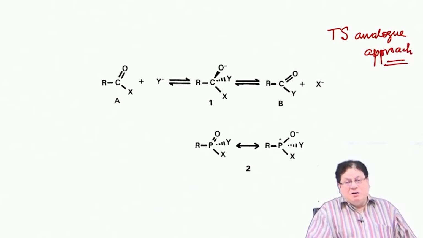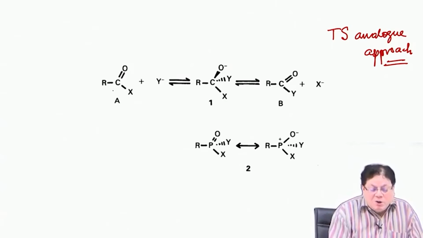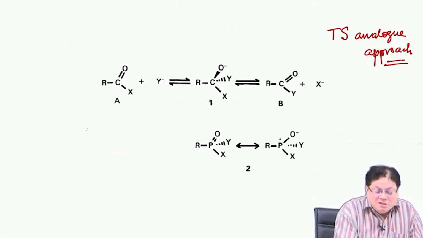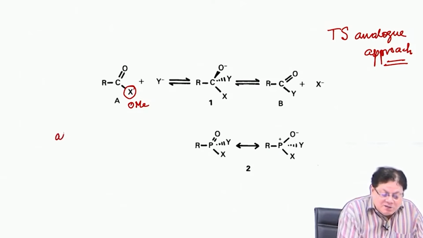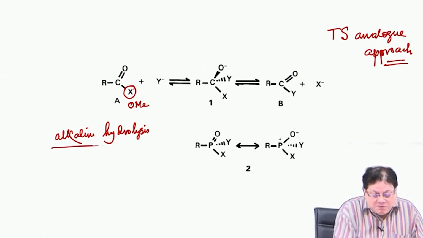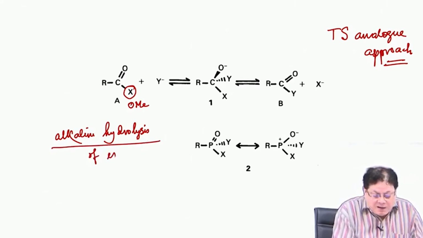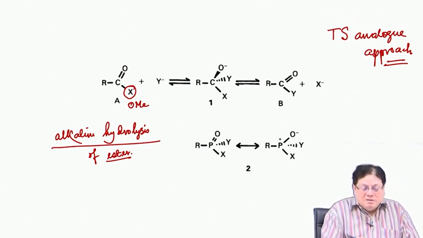And the first reaction that was tried was the hydrolysis of, say, an ester. Here is X, suppose this X is OMe. Okay. Alkaline hydrolysis of an ester. Now, this is also called saponification. We know that this is also called saponification of ester. Now, the mechanism of ester hydrolysis by base is like this.